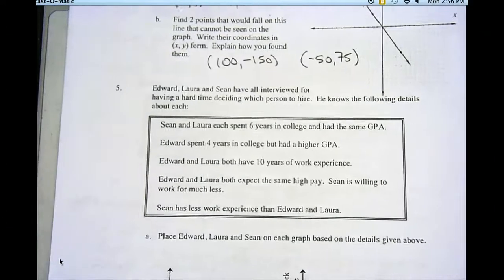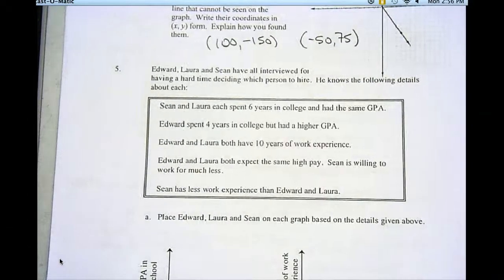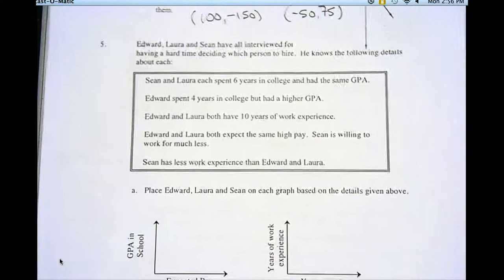Okay, here is the second part of your chapters 1 and 2 test review. And number 5, we'll start with that one.